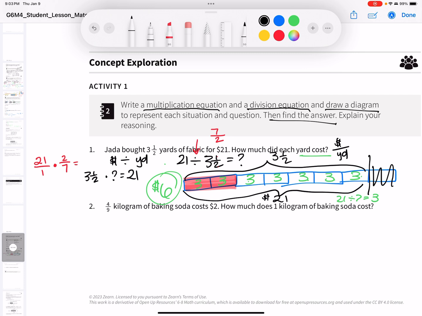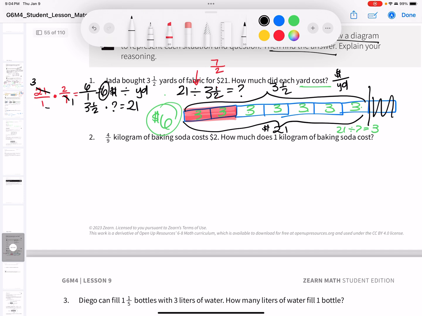And then we multiply across. But what's cool is we can cross reduce first. 21 and 7, 7 goes into both of those. 7 goes into 7 1 time. 7 goes into 21 3 times. So now we're doing 3 times 2, which is 6, and 1 times 1, which is 1. 6 over 1 is 6. So we get our same answer. So we've written a multiplication equation, a division equation, we've drawn the diagram, and we have found the answer. All right, let's go on to the next one.